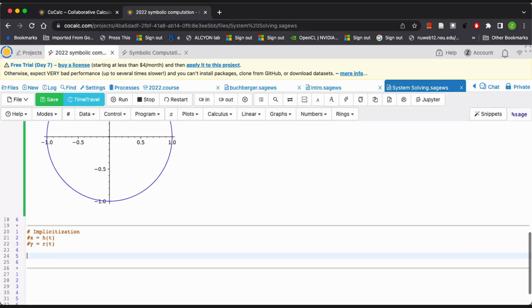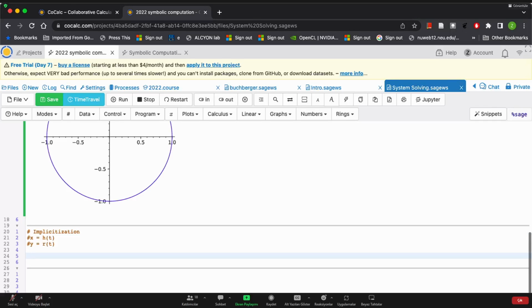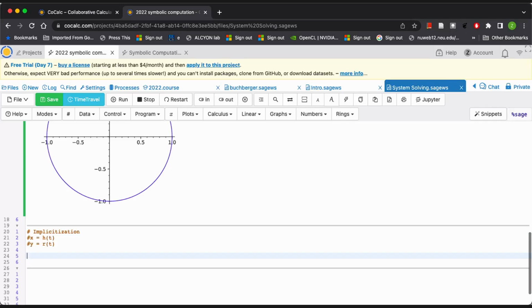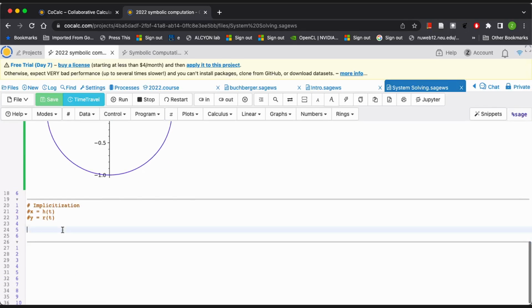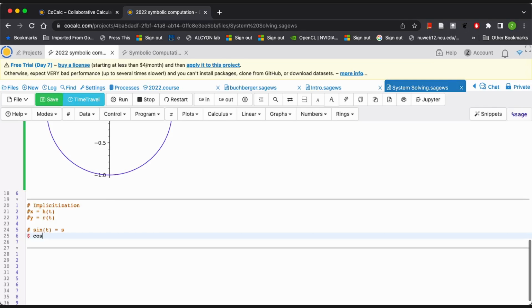And now we want to find something that does not contain t. It contains x and y, right? So the problem here is that we have parametric equations, right? Sorry, trigonometric equations. But we did do a trick. We said that we'll say that sinus t is a new variable s, and cosinus t is a new variable c.